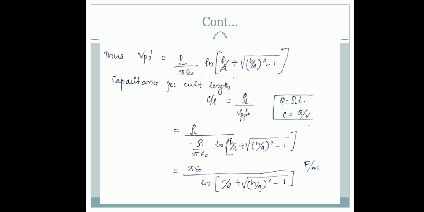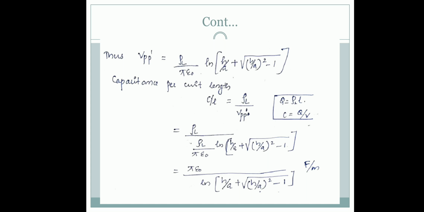So we can replace VPP dash as rho L by pi epsilon 0 log of h by a plus root of (h by a) whole square minus 1, in the denominator. So rho L cancels. So what remains is pi epsilon 0 by log of h by a plus root of (h by a) whole square minus 1. And here we found the capacitance per length. So the unit is farad per meter. This way we can find the capacitance of a two-wire transmission line.